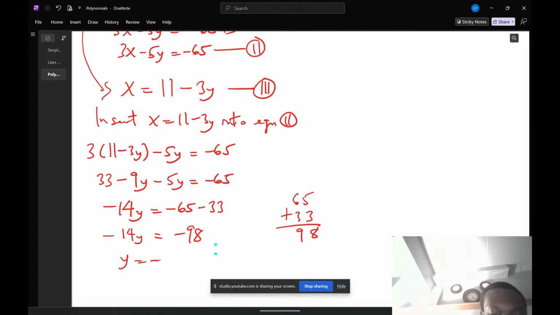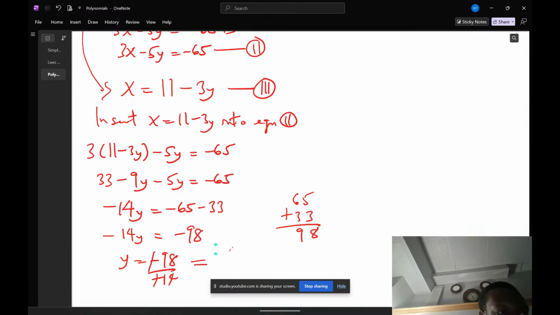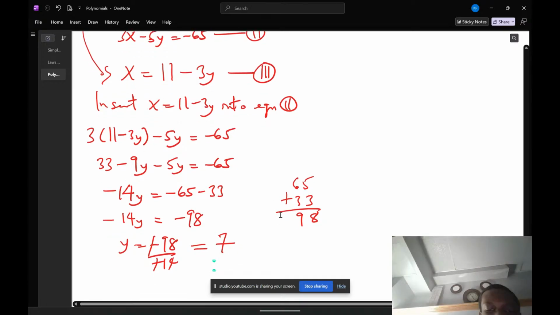So y is equals to minus 98 divided by minus 14. The minus cross at each other. 98 divided by 14 will give us 7. Okay, so now we know y now.